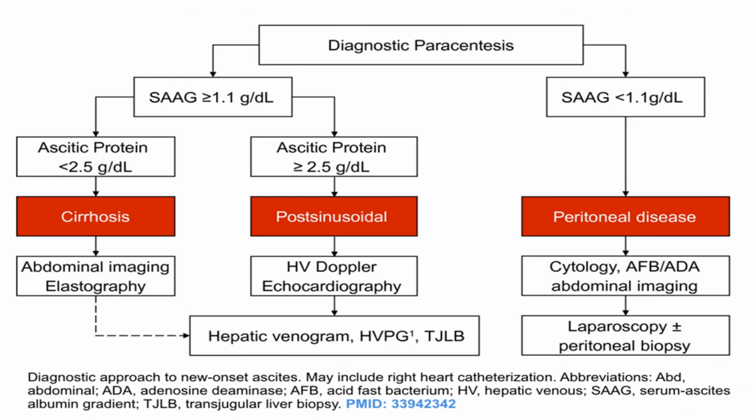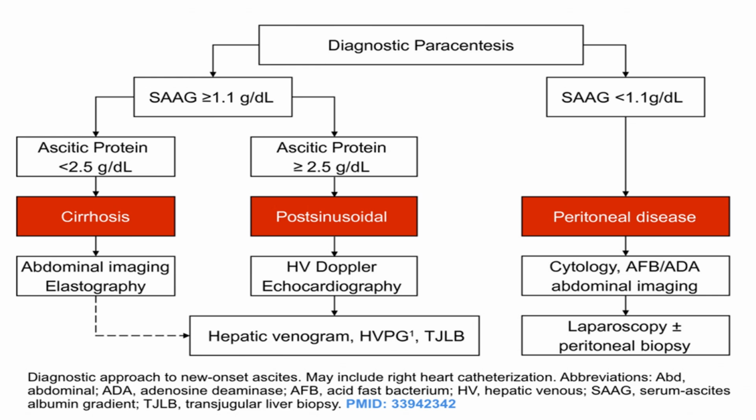The increase in hydrostatic pressure causes more fluid to leave the circulation into the peritoneal space. The SAAG subsequently increases because there is more free fluid leaving the circulation, concentrating the serum albumin. The albumin does not move across membrane spaces easily because it is a large molecule.